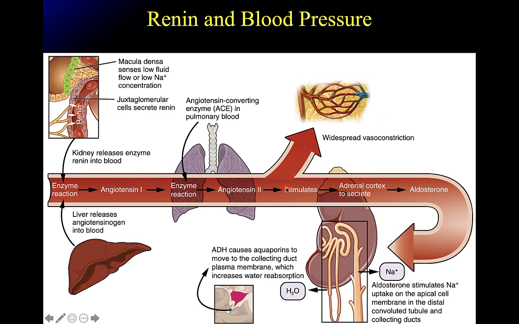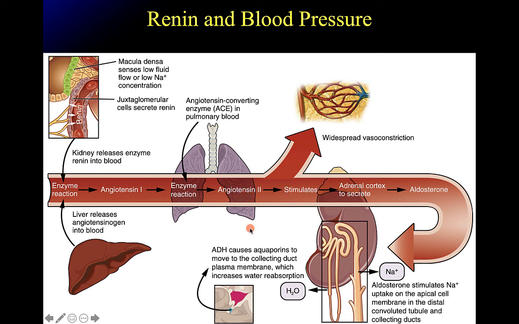Now it ends up that this also is going to stimulate the adrenal cortex to produce aldosterone. And aldosterone stimulates sodium uptake. So this is going to cause us to reabsorb sodium, which will cause us to reabsorb water, which is going to cause us to raise our blood pressure. So it's a second mechanism for raising blood pressure.